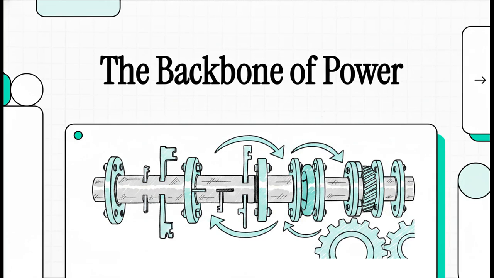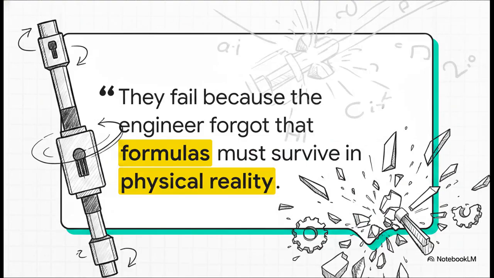Today, we're going on a trip deep into the mechanical heart of industry. We want to understand exactly how massive industrial machines transmit immense power without completely tearing themselves apart. We're looking at the literal backbone of power transmission, advanced shaft, key, and coupling design. Let's get into it. Okay, let's dive right in.